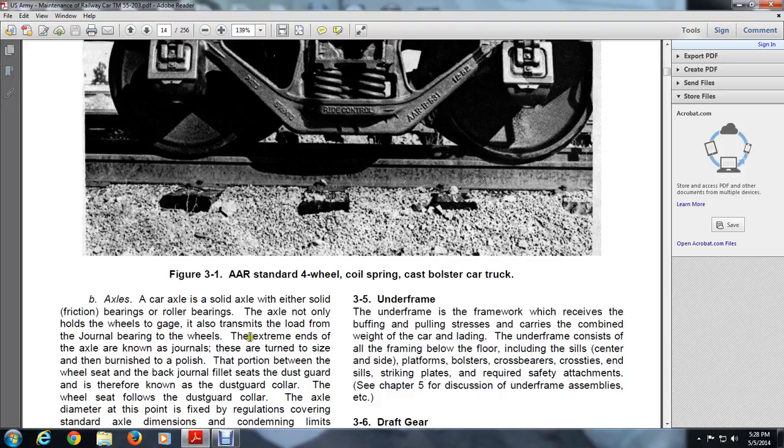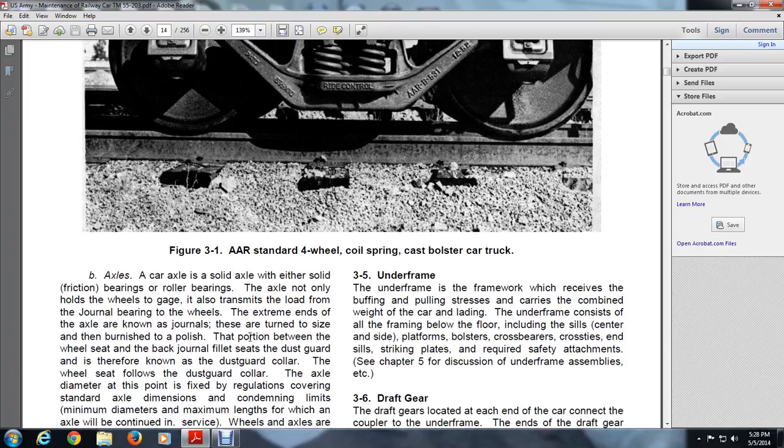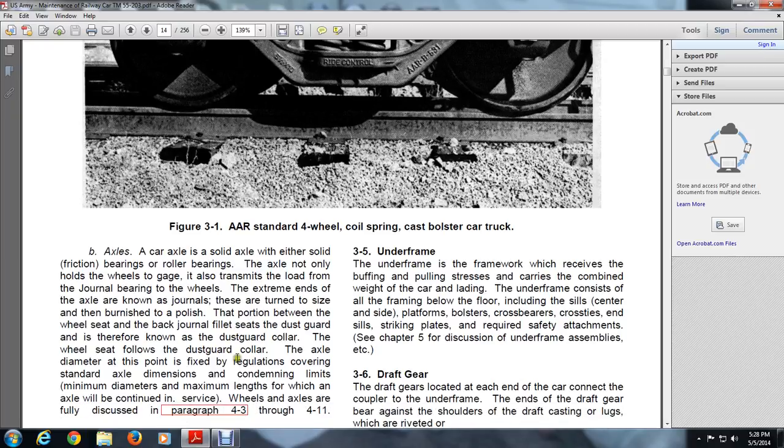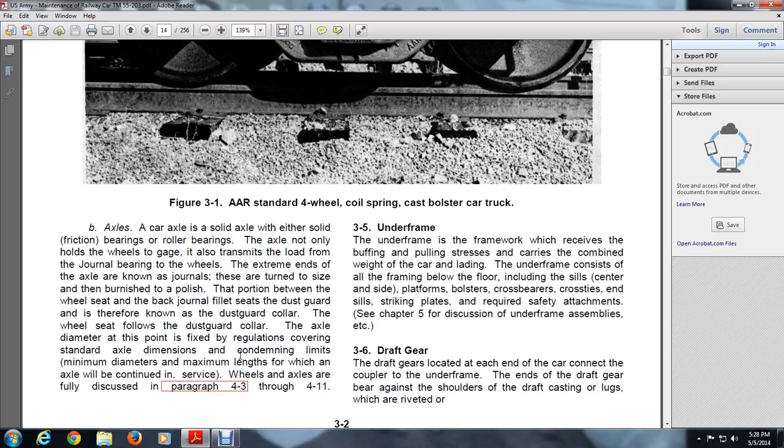The axles not only hold the wheels to gauge but transmit the load from the journal bearing to the wheels. The extreme ends of the axles are known as the journals. They turn in the bearings and burnish the bolsters. The portion between the wheel seat and the back journal fillet, with a dust guard seat, is known as the dust guard collar. The wheel seats and dust guard collar axle diameters are fixed by the regulations covering standard axle dimensions, condemning limits, and minimum diameters and maximum lengths for which an axle is continued in service. Wheels and axles are fully discussed in paragraphs 4-3 through 4-11.